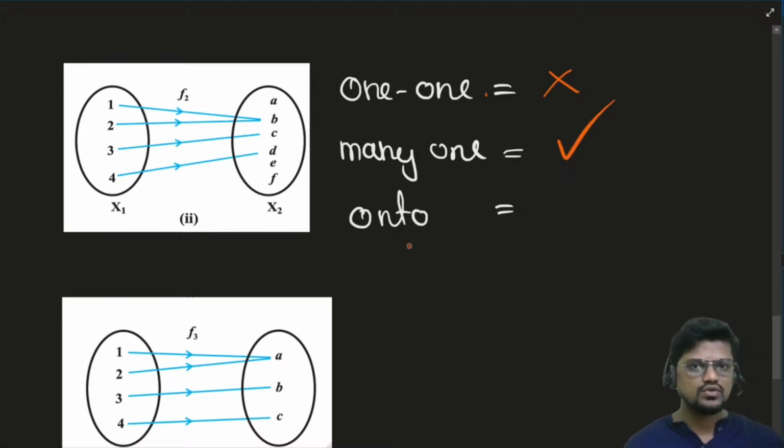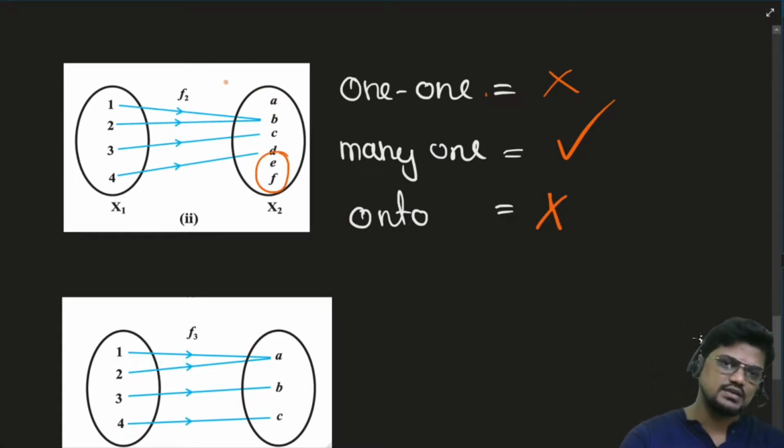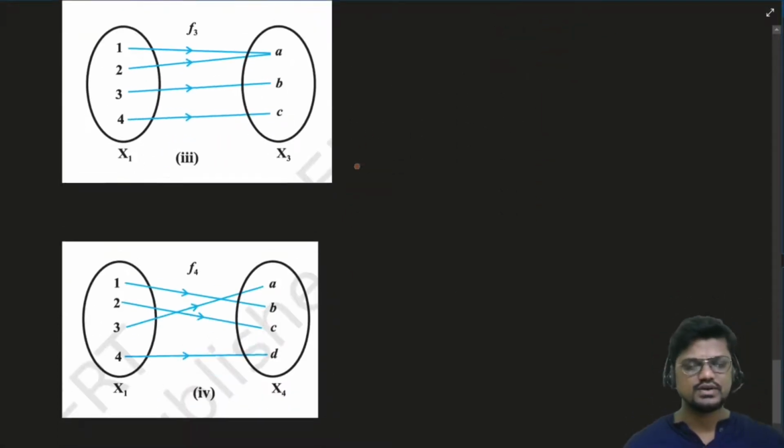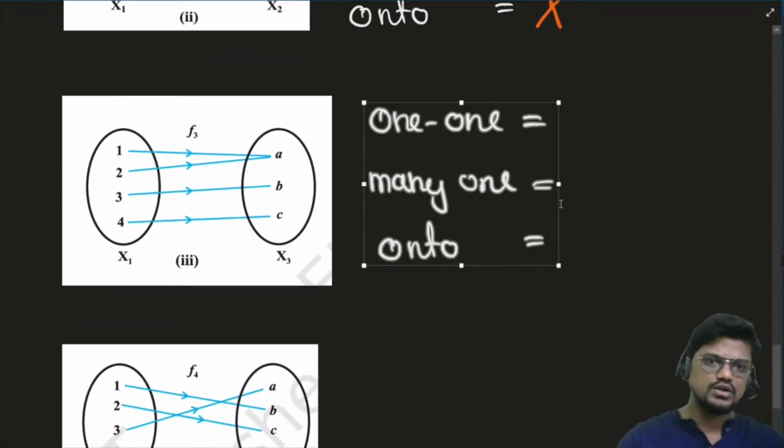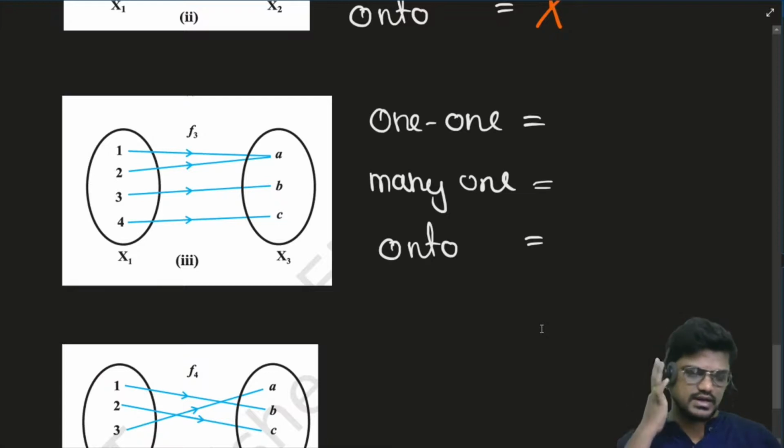Next, is it an onto function? Yes, it is not an onto function. Why? Because E and F and A do not have any child. That means it is not an onto function. The function will be onto only if all the women have one or the other child. Okay. The next, is it a one one function?